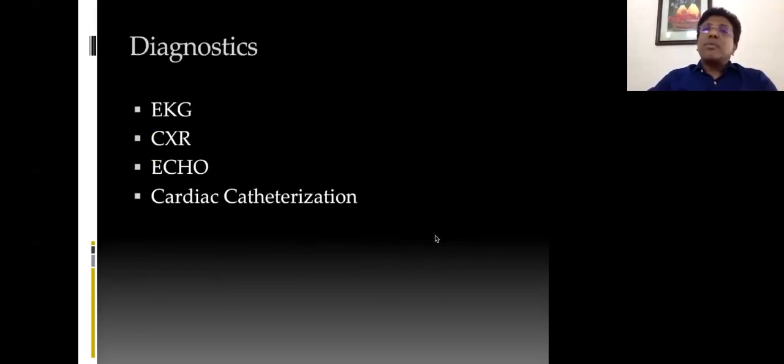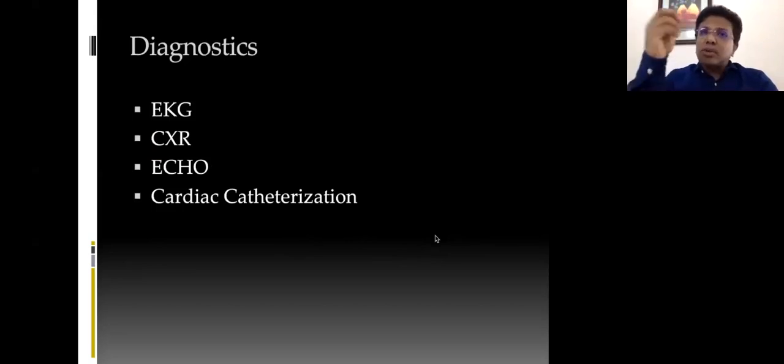So what are the diagnostic tests we are doing? ECG, chest X-ray, echo, and in some cases cardiac catheterization. So what does the ECG show? ECG will show evidence of left ventricular hypertrophy in the form of tall R waves in V5, V6 and aVL, and ST depression because of LV strain. It can also show left atrial enlargement in the form of an inverted P wave in V1. So LVH with strain is characteristic of severe aortic stenosis.